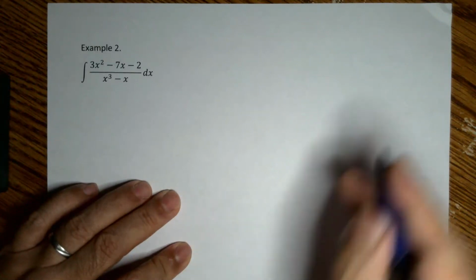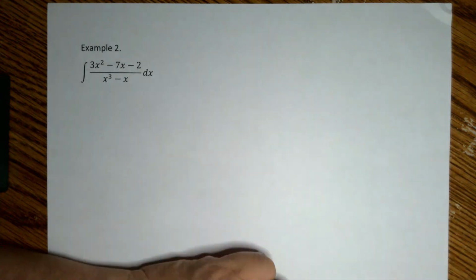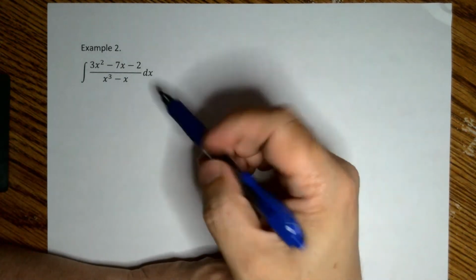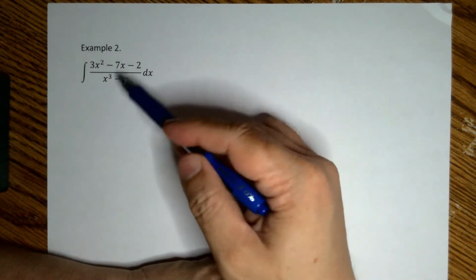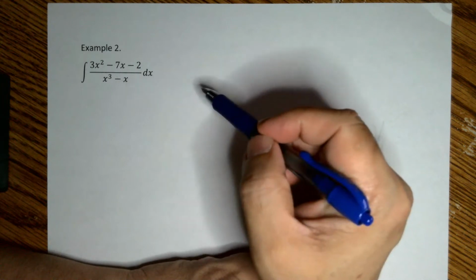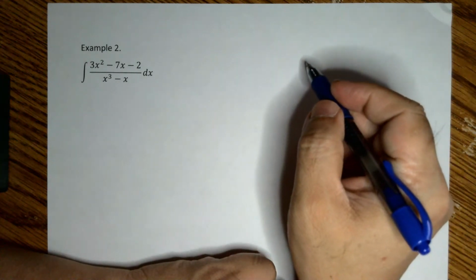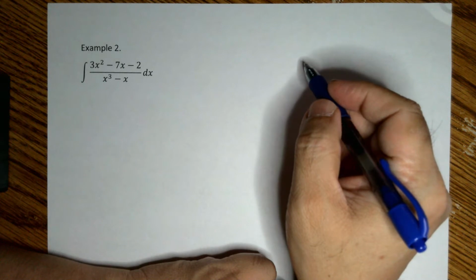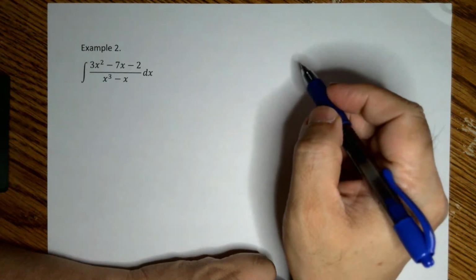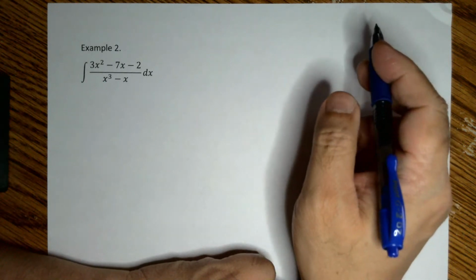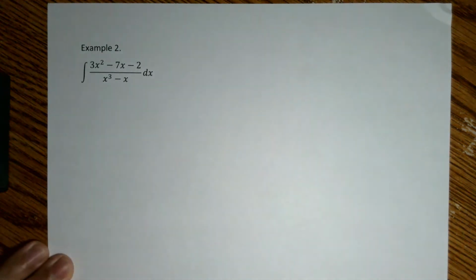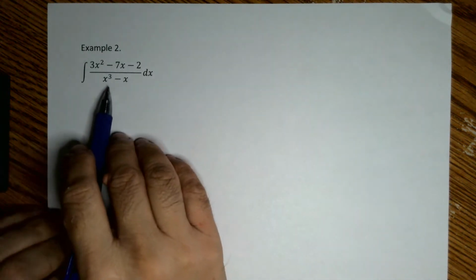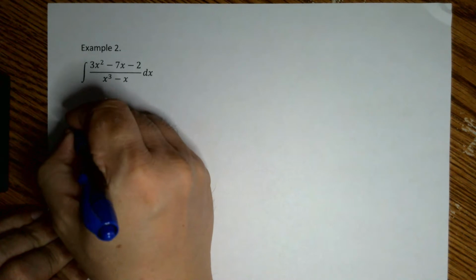Alright, this is example 2 of partial fractions. Again, all we're doing is some algebra to break this fraction into separate fractions. It's easier to integrate those as long as you remember how to integrate natural log or answers that look like natural log.